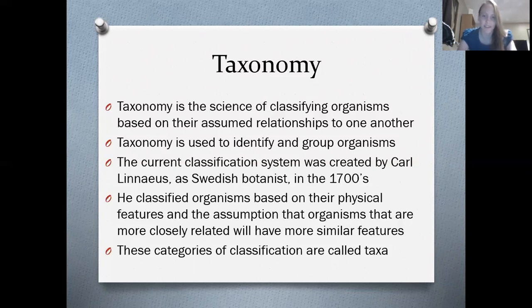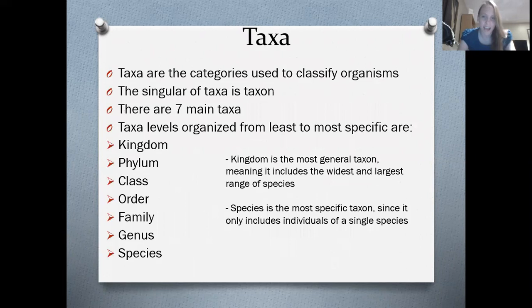The different categories of classification are called taxa. Taxa are the categories that we use to classify animals. The singular of taxa is taxon, and there are 7 main categories that we use, so 7 main taxa. And here we have the list of those 7 from the least specific to the most specific. So you have kingdom, phylum, class, order, family, genus, and species. You do need to know the order of those from most general to most specific.